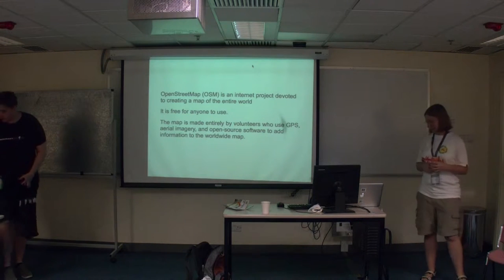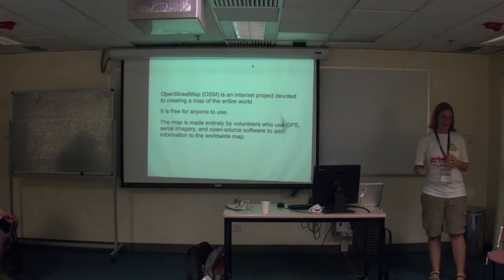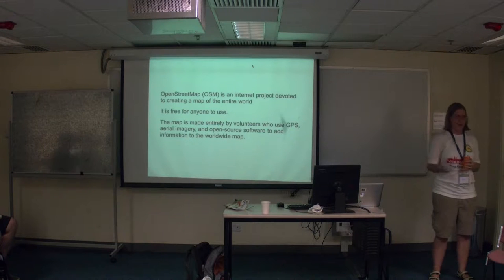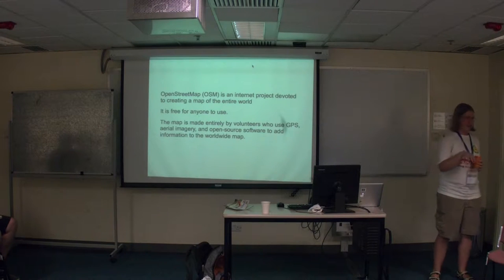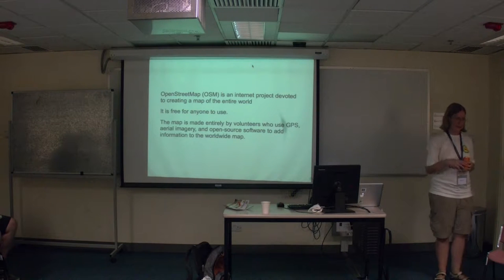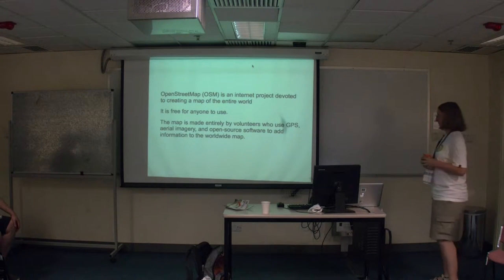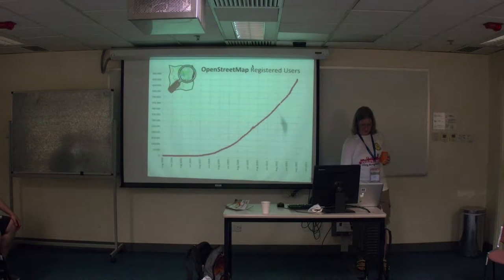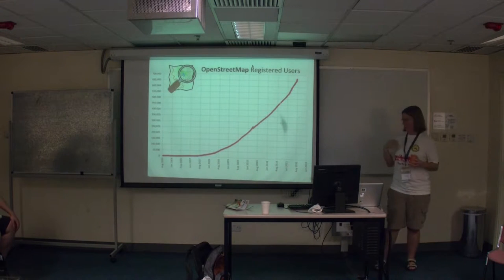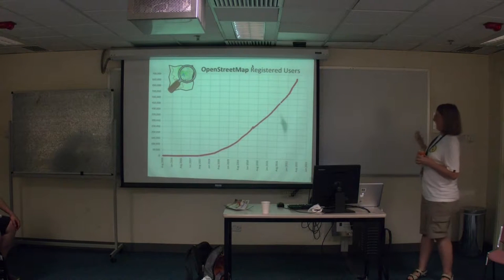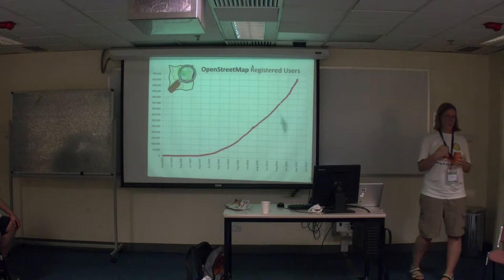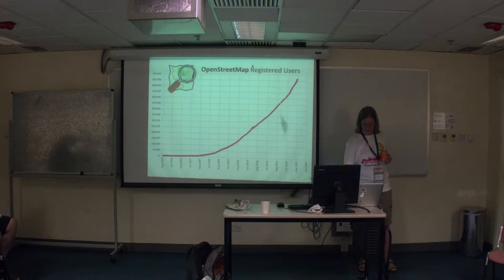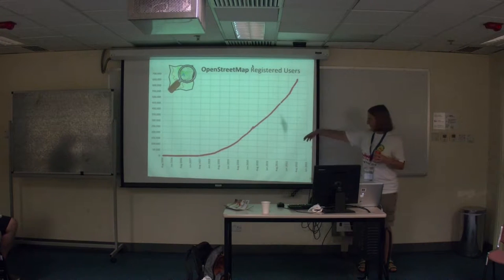Nowadays in 2013, if you have a smartphone, like an iPhone or Android, it has a GPS, and you can have apps to collect GPS data. You don't need a special GPS anymore, so pretty much anyone can contribute. As of the beginning of the year, there were about 700,000 registered users on OpenStreetMap, and it has grown a lot in the past few years.